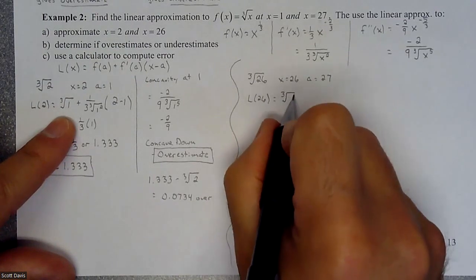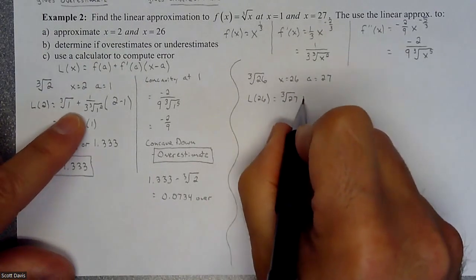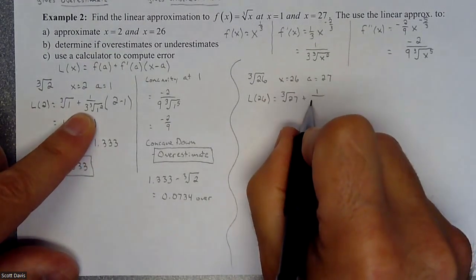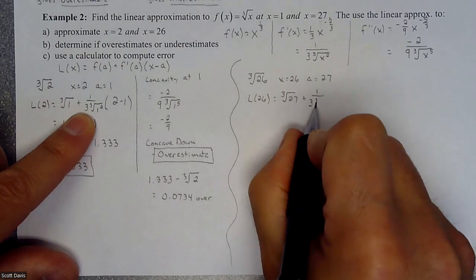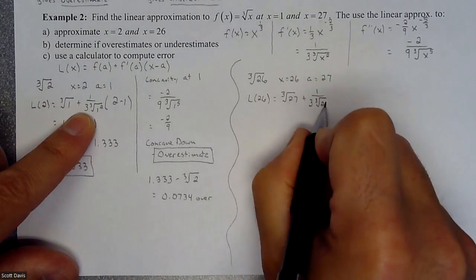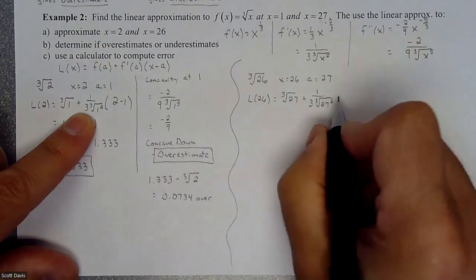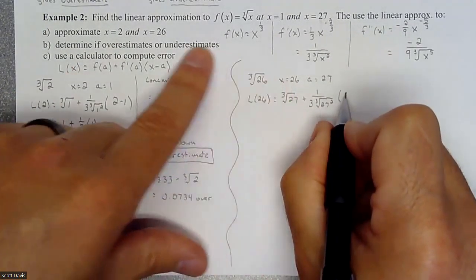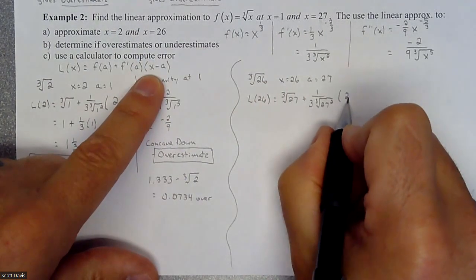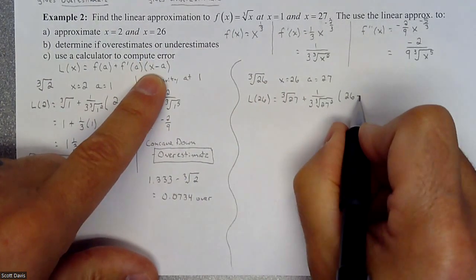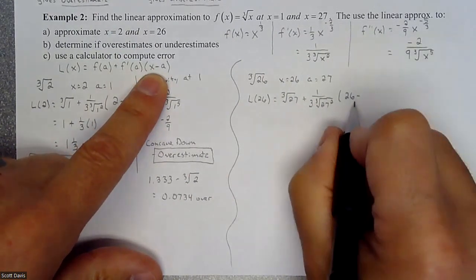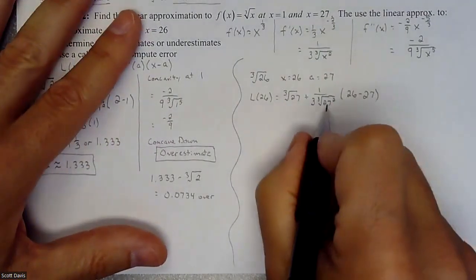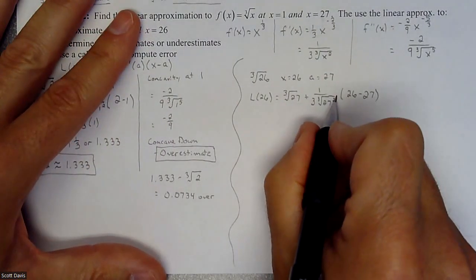So we're cube rooting 27 plus 1 over this. We're doing the slope at 27. So 3 times the cube root of 27 squared, and then times 26, our x value, so 26 minus our place value. All right, so trying to figure out how to do this. So that square actually could be on the outside.